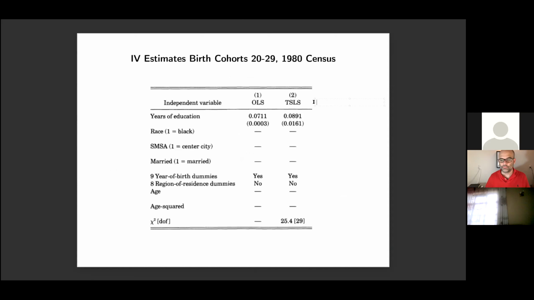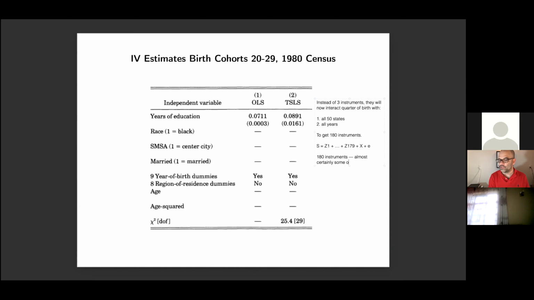That means instead of 3 instruments, they will now interact quarter of birth with all 50 states, all years, to get 180 instruments. So they will regress schooling onto Z1, through Z180 or Z179, plus U plus X plus E. 180 instruments.